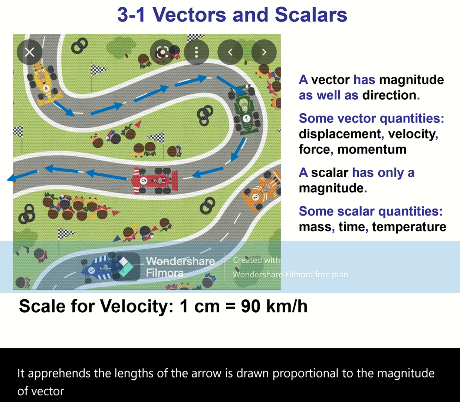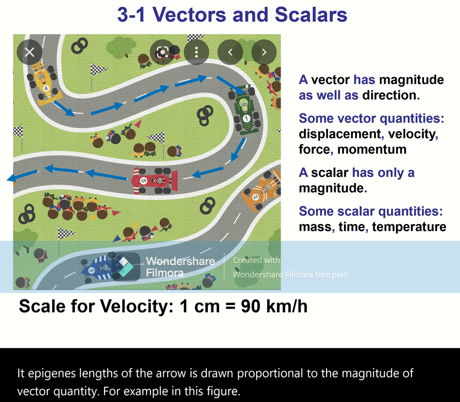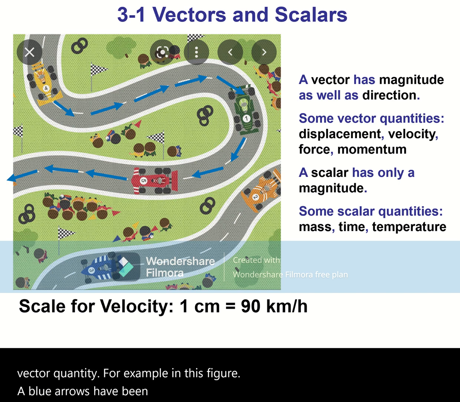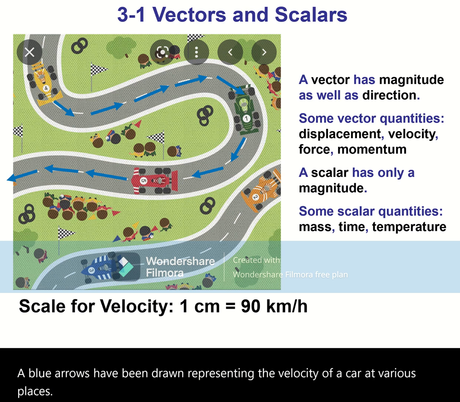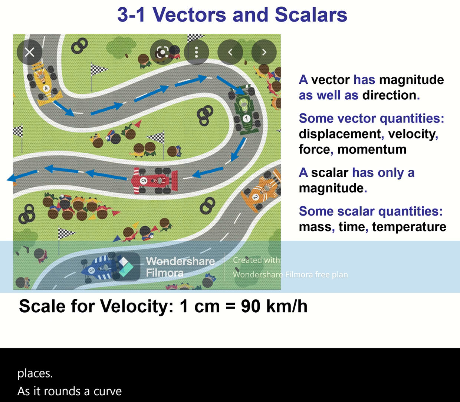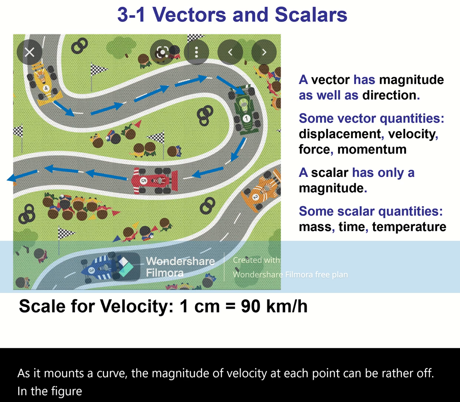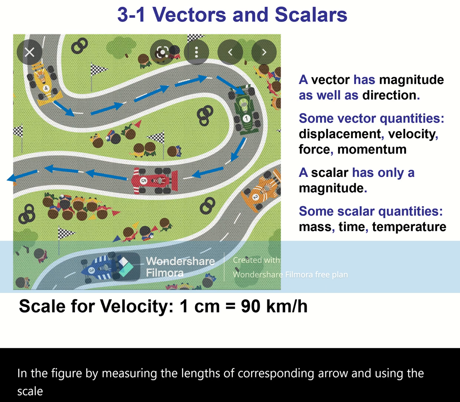For example, in this figure, blue arrows have been drawn representing the velocity of a car at various places as it rounds a curve. The magnitude of velocity at each point can be read off in the figure by measuring the length of the corresponding arrow and using the scale shown. So 1 centimeter corresponds to 9 kilometers per hour.